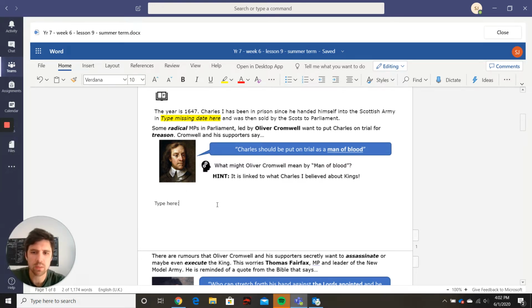Okay, now when he says a man of blood, what he means here is a normal man. Clearly, Charles believes in the divine right of kings. Oliver Cromwell perhaps doesn't. We don't really know whether he did fully or not. But certainly, he thinks that Charles should be put on trial, that means go to court, as a normal man, not as a king.